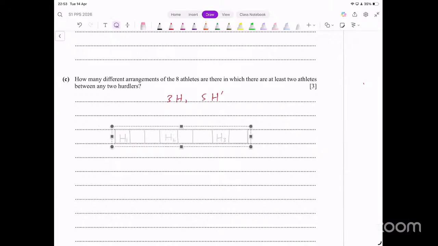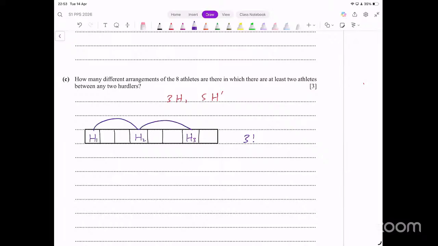Can we find the number of possible arrangements for this scenario? What would be the number of possible arrangements for this? Hurdlers, they can be arranged in 3 factorial ways. They can switch places, right? H1, H2, and H3. And the remaining 5 athletes, they have 5 places for them. 1, 2, 3, 4, 5. They could go in those 5 places. That's 5 factorial.